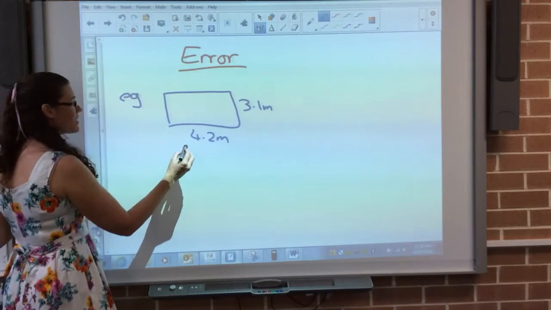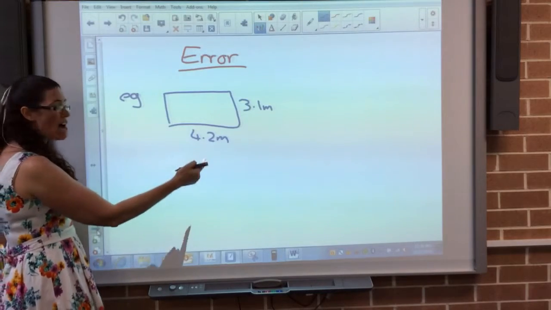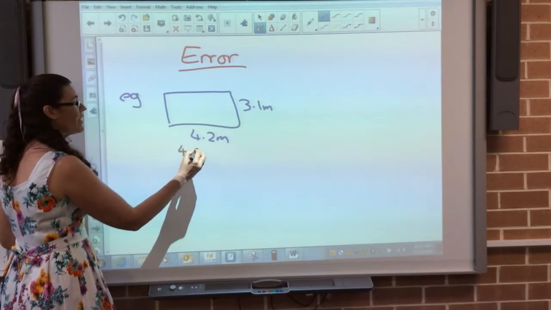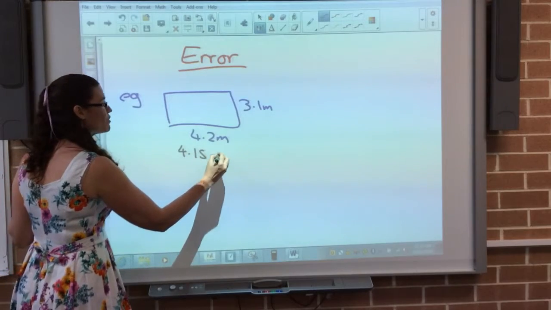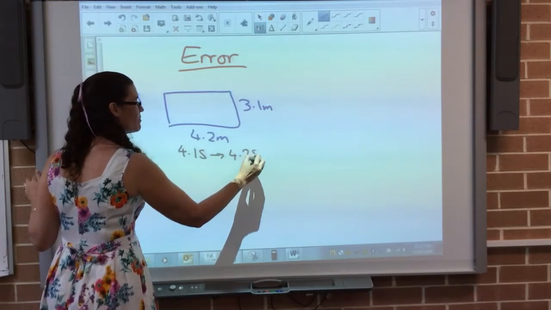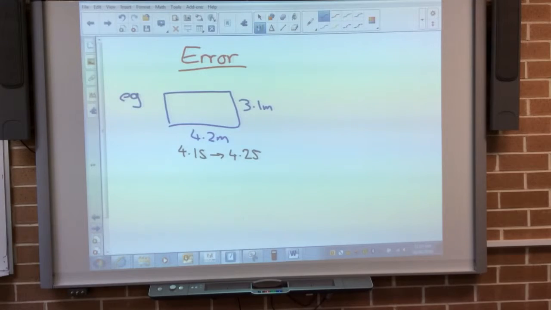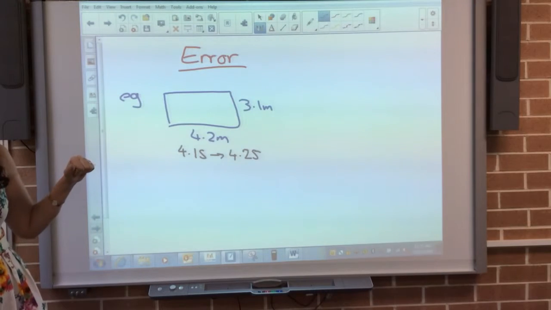It's 0.1 difference, so the error is a half of that. So it's 4.15 up to 4.25. Is everyone happy with that? Because we've already done this. We're seeing how it applies to error and volume.